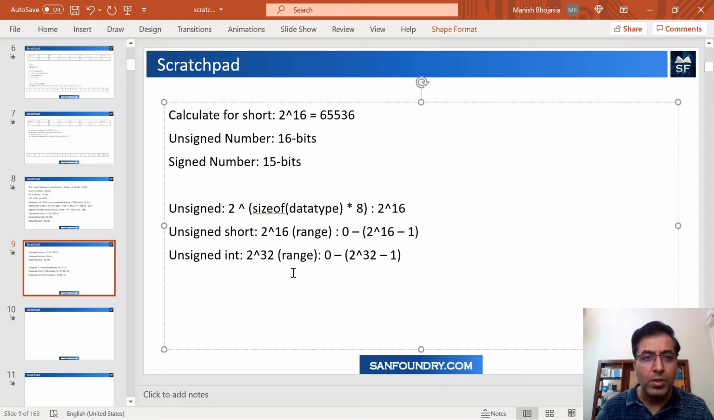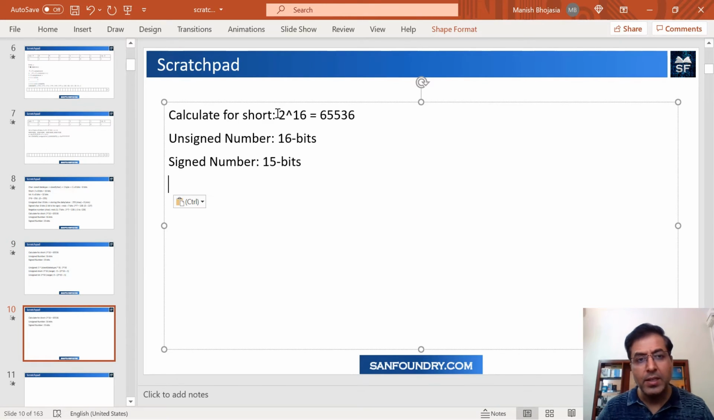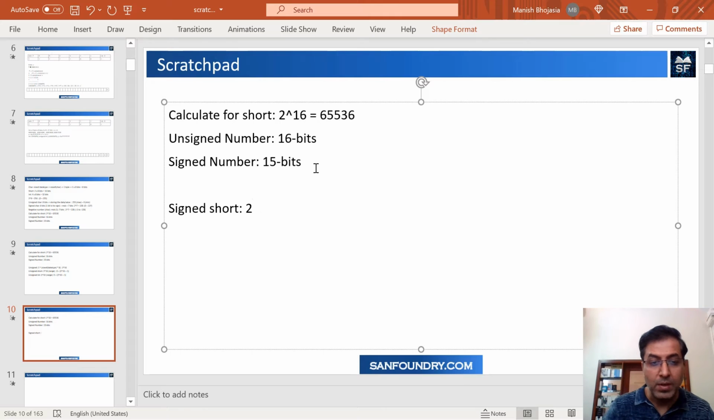How do you arrive at the values for a signed data type? Let's look into the value for a signed data type in the Scratchpad. A signed data type has, as you know, 15 bits of representation, so the formula changes a little bit. When you're talking about signed short, we are looking at it the same way. What we did in the previous case, we now have 2 to the power 15. So we can have 2 to the power 15 as a range for signed values.